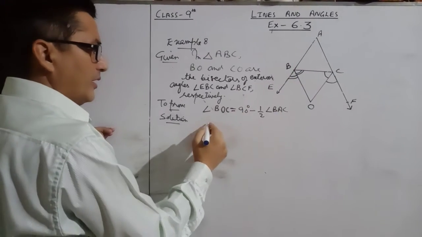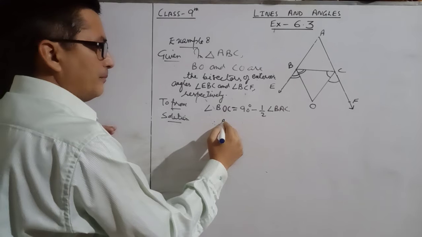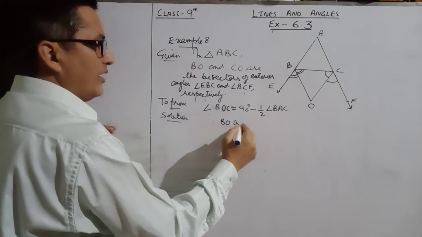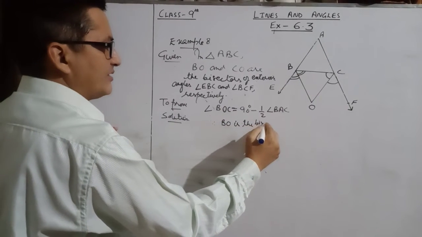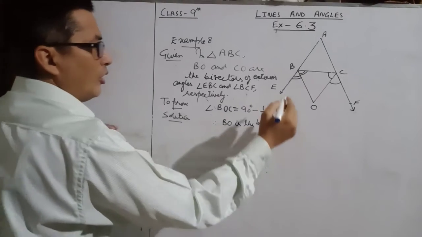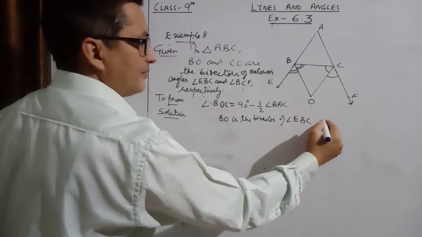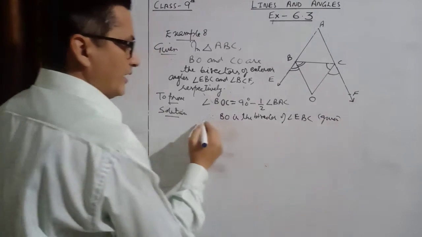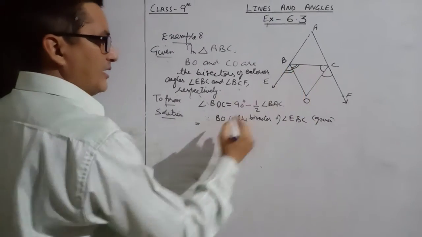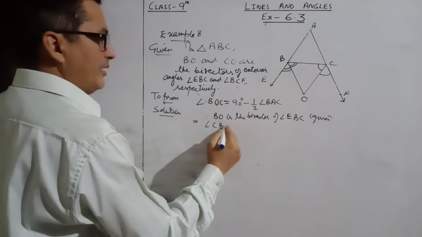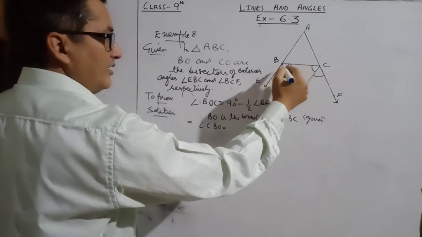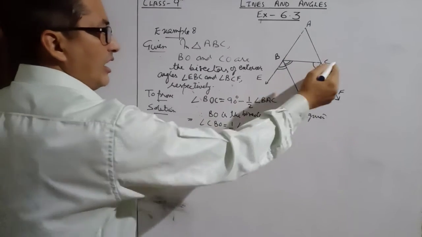So here, since BO is the bisector of angle EBC, this is given to us, this means angle CBO, this angle, will be equal to what? It is half of angle CBE.